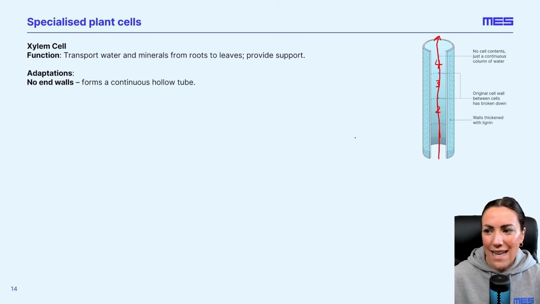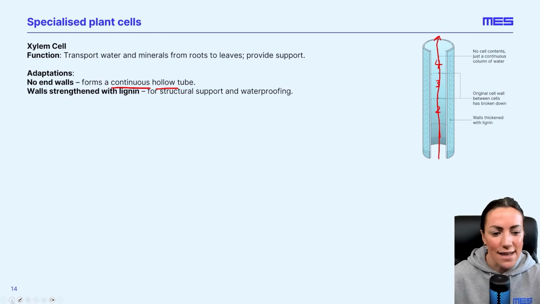So the cells themselves have no end cell walls. So if you look at each of these cells, you would expect there to be an end cell wall, but there are no end cell walls, which helps these cells to form a continuous and hollow tube so that the water can flow easily between the cells.